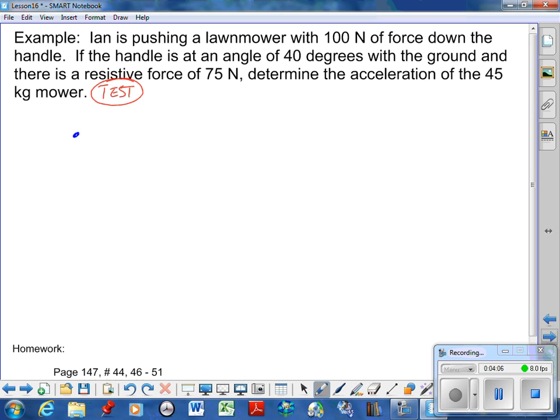All right. Lawnmower. So Ian's pushing down, and actually I'm going to make that a little bit larger over here. Ian is pushing a lawnmower with 100 newton force down a handle. So there is the applied force of 100 newtons. And if the handle is at a 40 degree angle with the ground, there's a resistive force of 75 newtons.